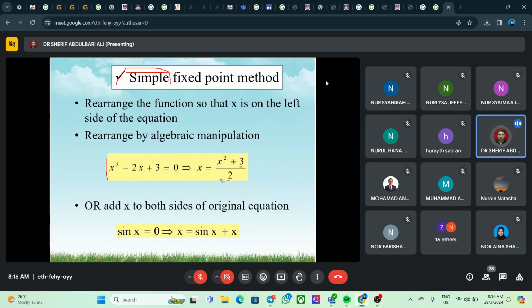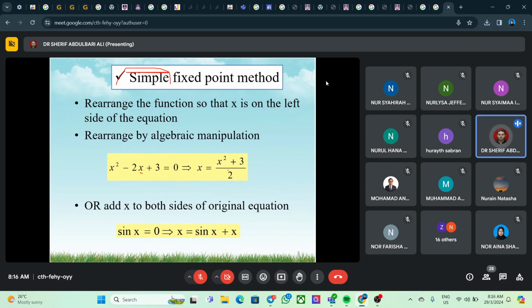Remember, when we are saying that it's simple fixed point iteration, what you need to do is move an x and put it on the left side of the equation. So in this case, we choose this value of x, so we are getting this equation here. So we are trying to solve.